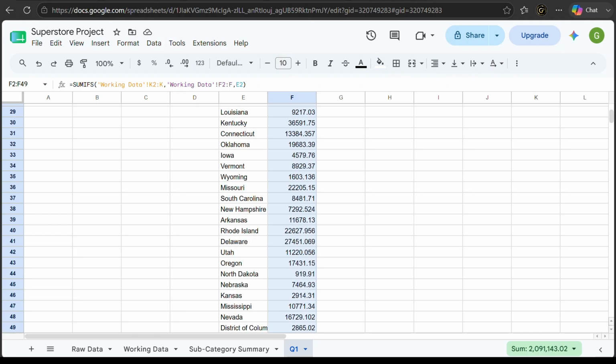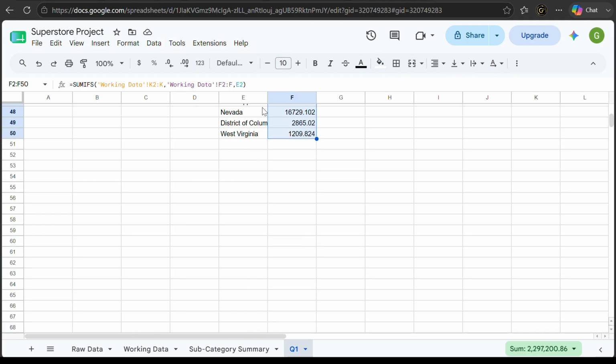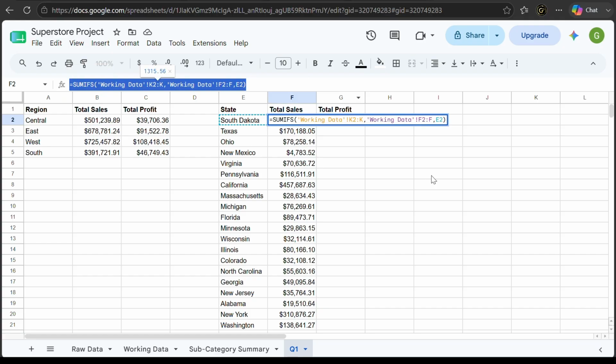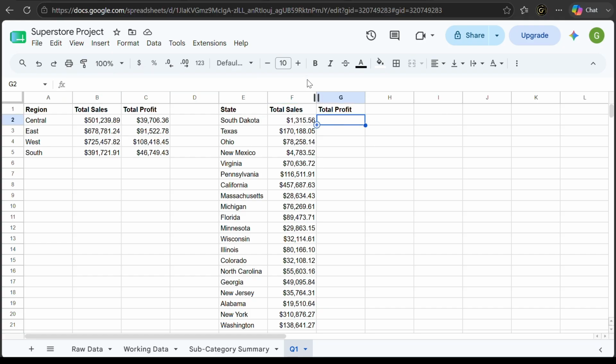1,315.56. So I'm going to convert all this to currency as usual, and then I'm going to come to this point again. I'm going to say Control V, or Control C rather. Oh no, I shouldn't have done that. I should just say Control V. Oh no, that's not what I wanted to do. I'm going to say Control A, Control C. Yeah, this is what I wanted to do. And I'm going to say Control V here.